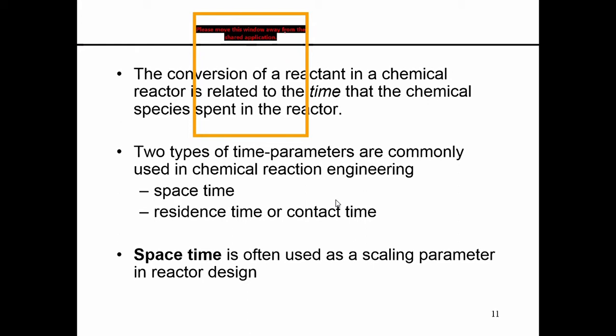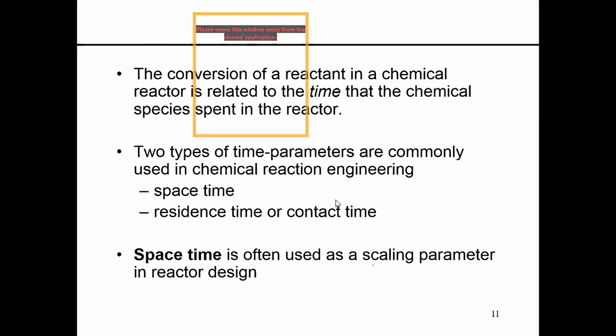What is this? Okay, the conversion of a reactant in a chemical reactor is related to the time that the chemical species spend in the reactor. So two types of time parameters are commonly used in chemical reaction engineering. The first one is space time, and the second one is residence time or contact time. These two parameters will determine how big your reactor is.